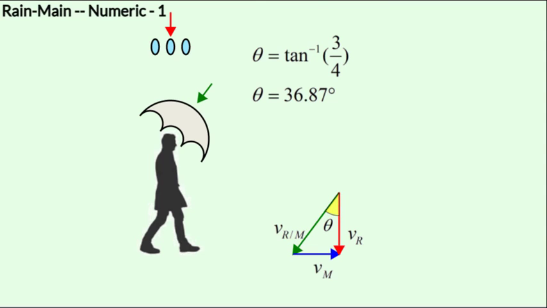So the rain falls vertically downwards at 4 meters per second, but to a man who's walking at 3 meters per second, the rain appears to be approaching him, making an angle of 37 degrees with the vertical and hitting him with a velocity of 5 meters per second.